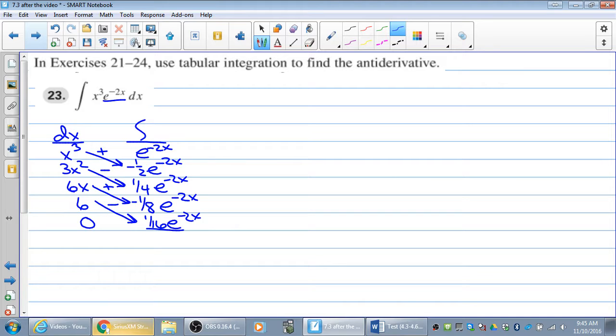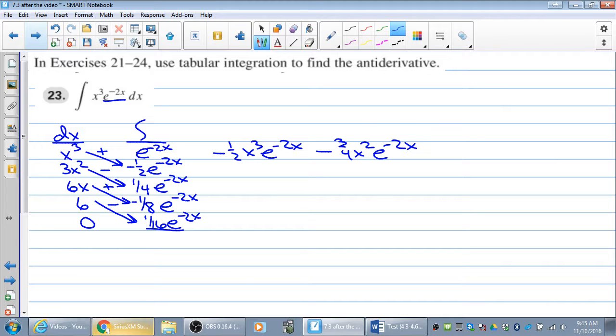All right, so now we multiply along the diagonals. X to the third, it's like times 1 times negative 1/2 e to the negative 2x. So the answer is, here we go. We got negative 1/2 x to the third e to the negative 2x. Then this one's going to be a positive times a negative times a positive, which means it's going to be a minus 3/4 x squared e to the negative 2x.